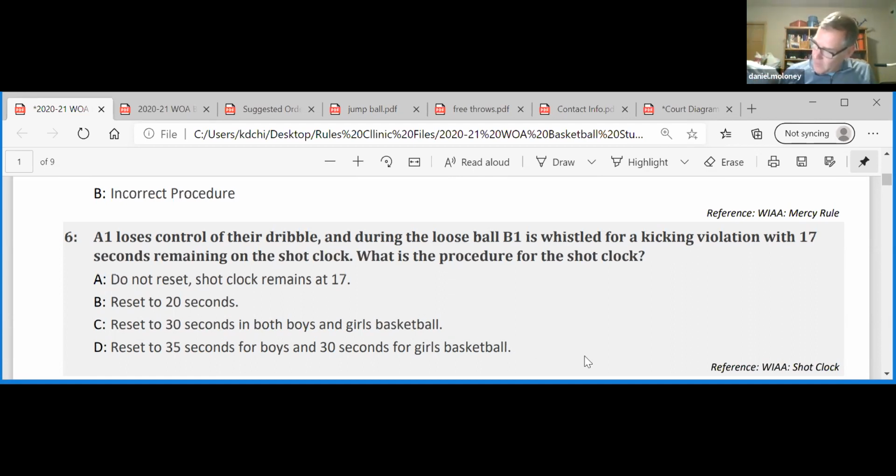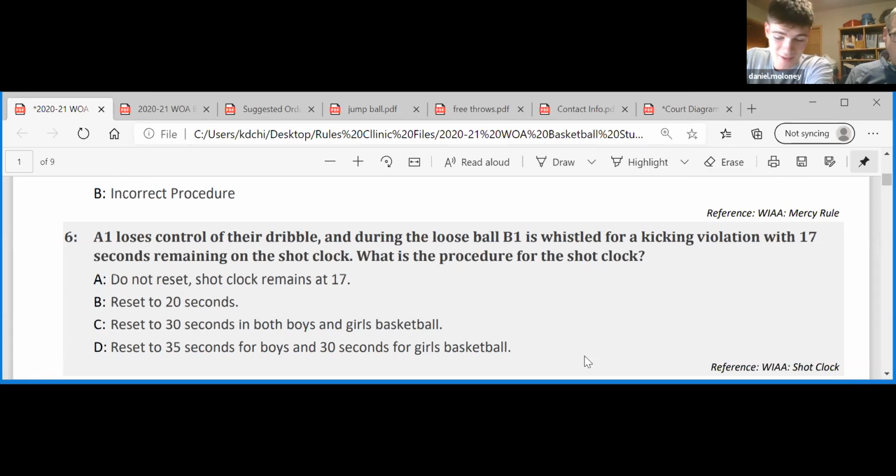A1 loses control of the dribble, and during the loose ball, B1 is whistled for a kicking violation with 17 seconds remaining on the shot clock. What is the procedure for the shot clock? I can barely hear you. I'll speak up, my bad. I know it's reset.